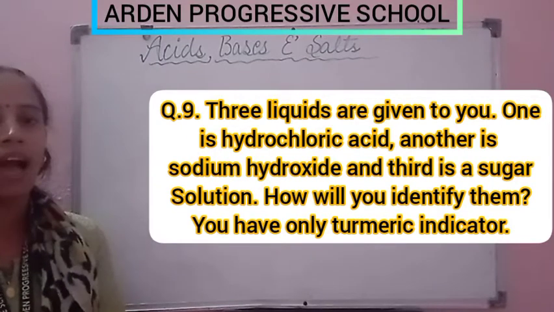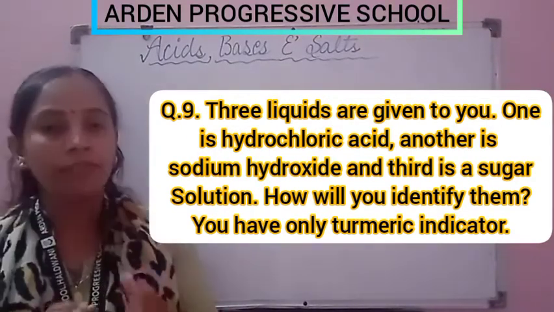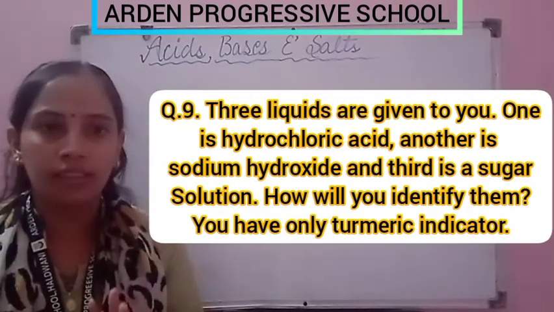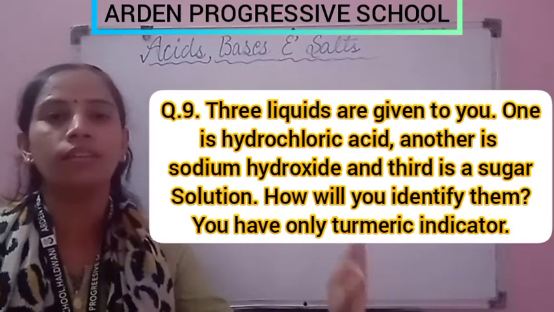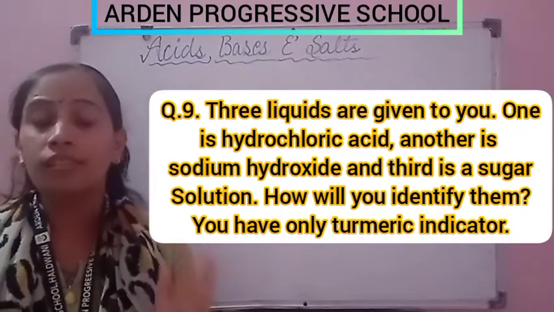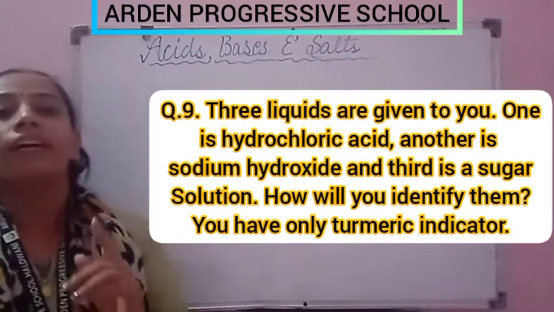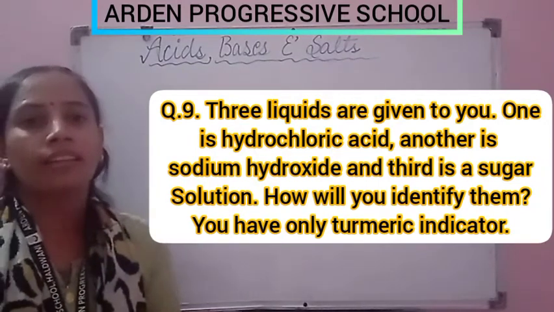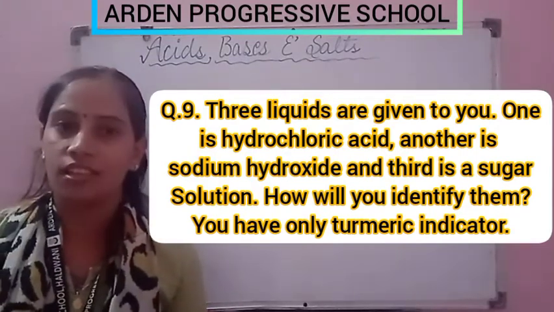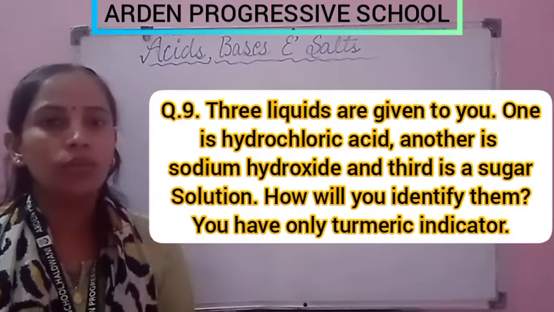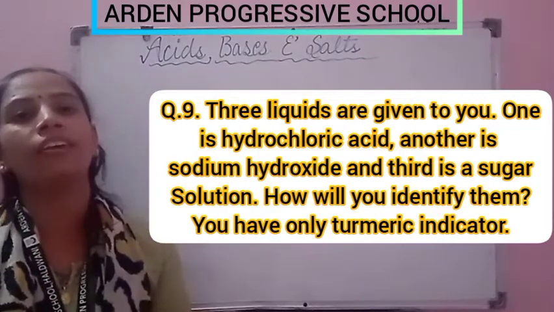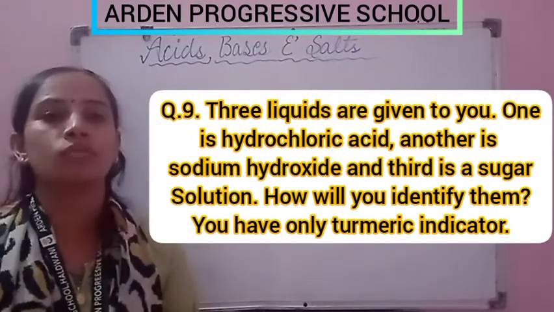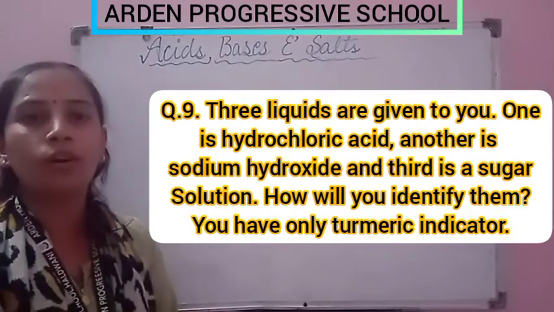First of all, students, listen carefully, we put the turmeric indicator in all three solutions. The solution which changes its color to red is sodium hydroxide, that is the base. So now we know that sodium hydroxide is basic in nature. Now what will we do? We put a few drops of sodium hydroxide in the other two solutions, that is hydrochloric acid and the sugar solution.